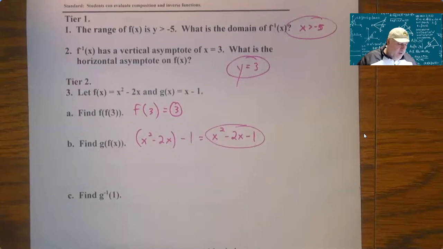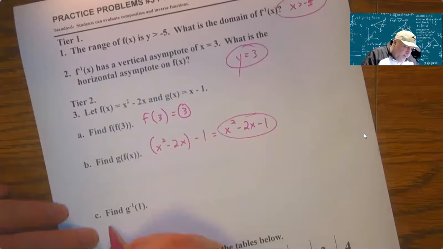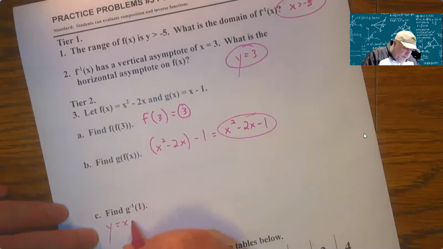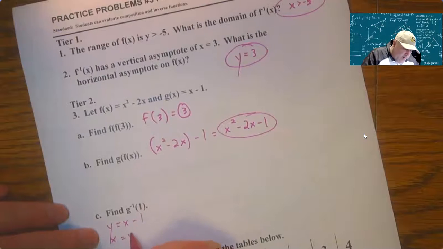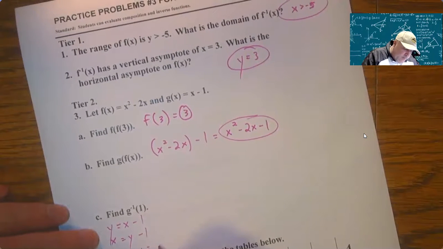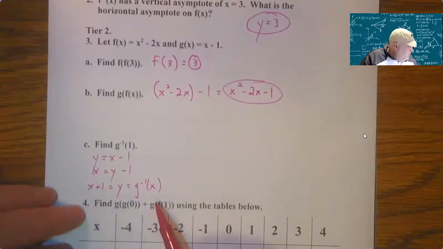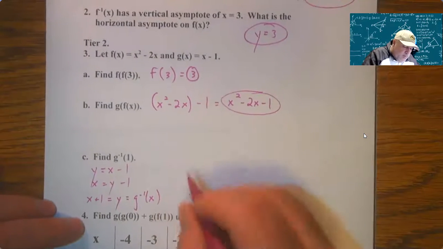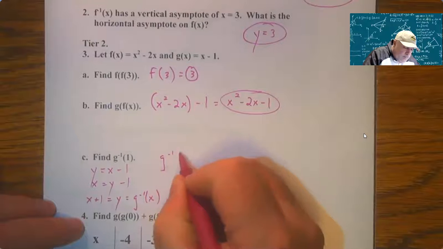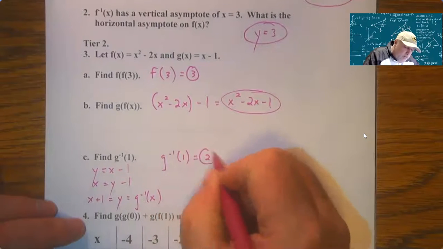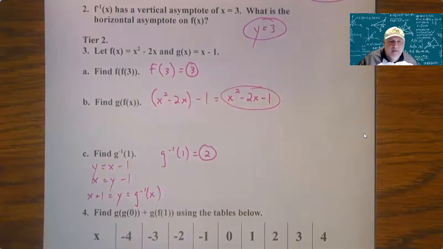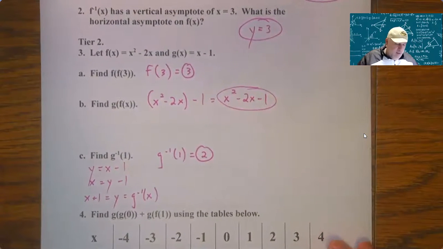g inverse of 1. So we need to do the inverse of the g function. That means switch x and y and solve for y. So x plus 1 equals y, and that is the inverse function. So g inverse of 1 is going to be 2. You just put 1 in for x there, and you will have it.